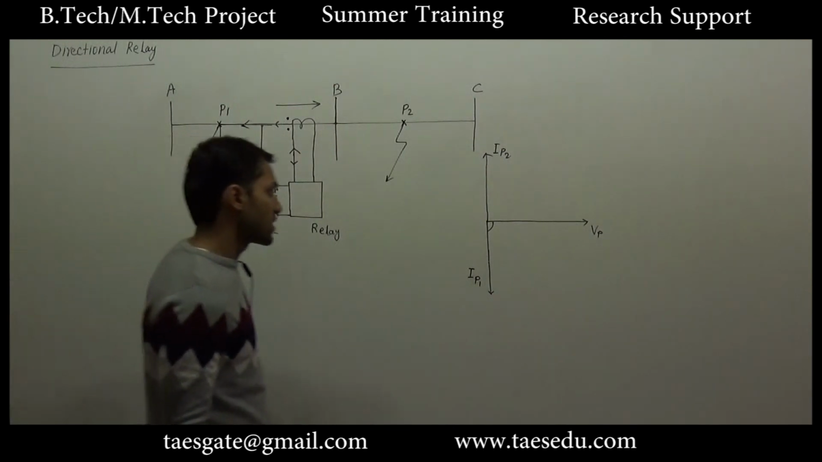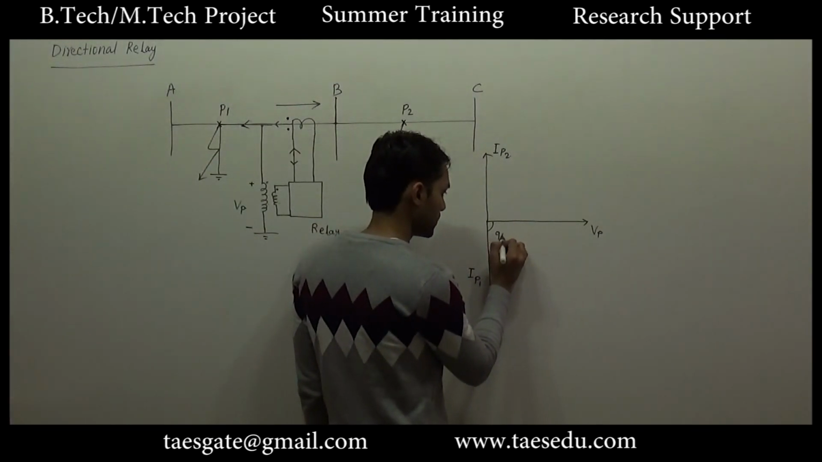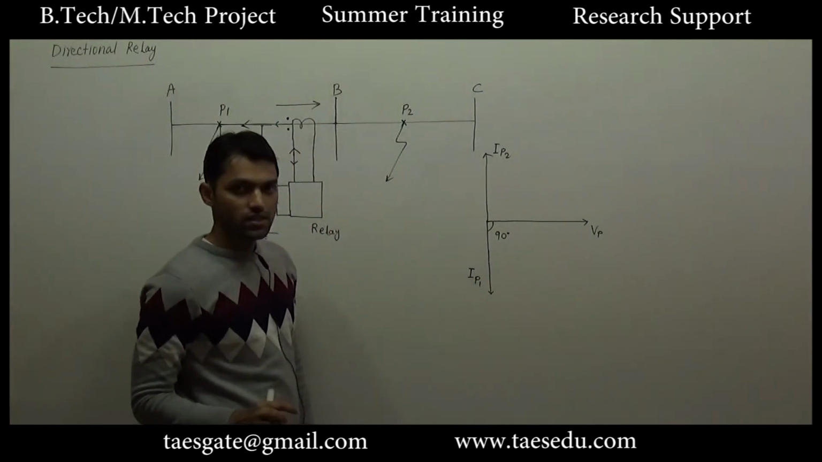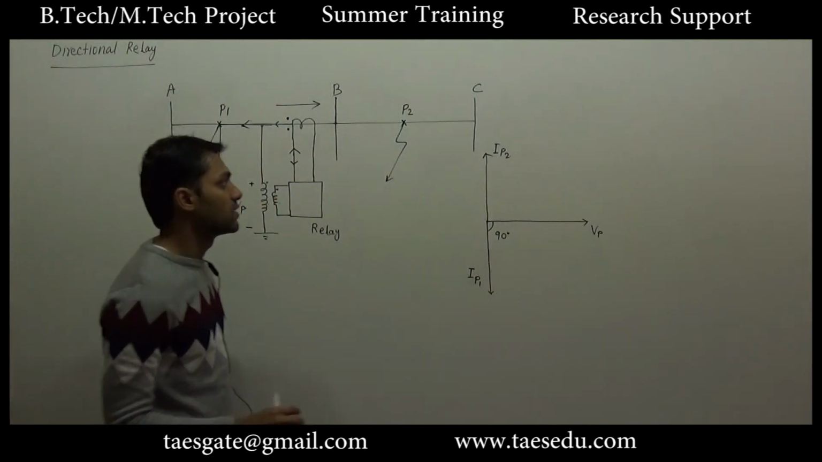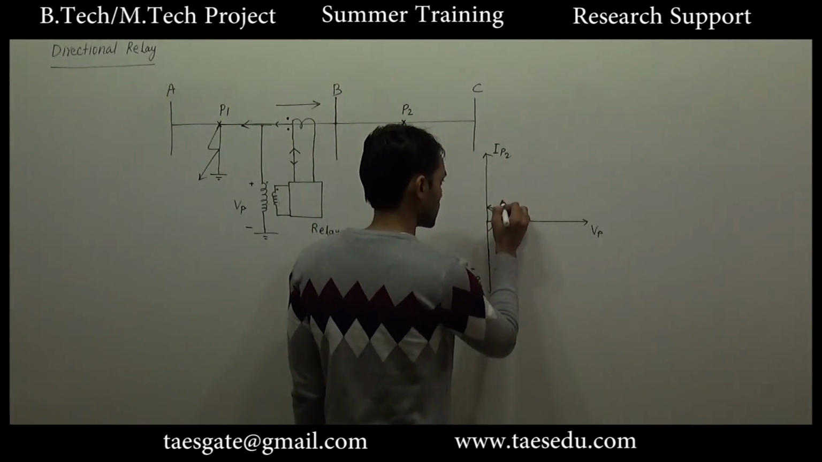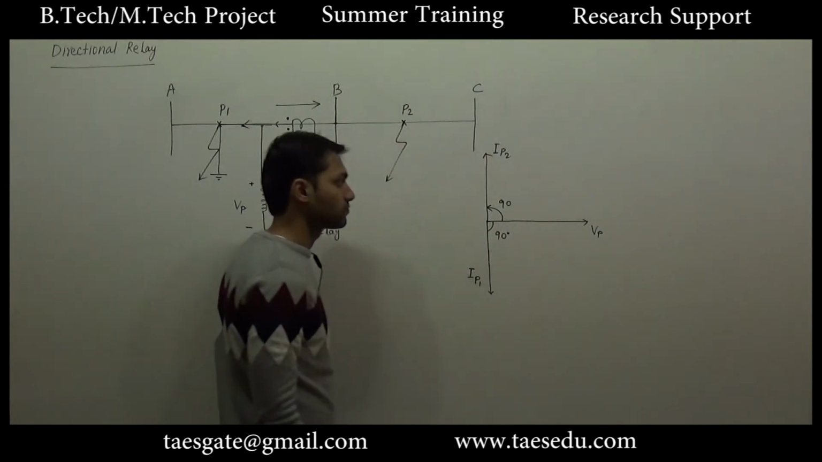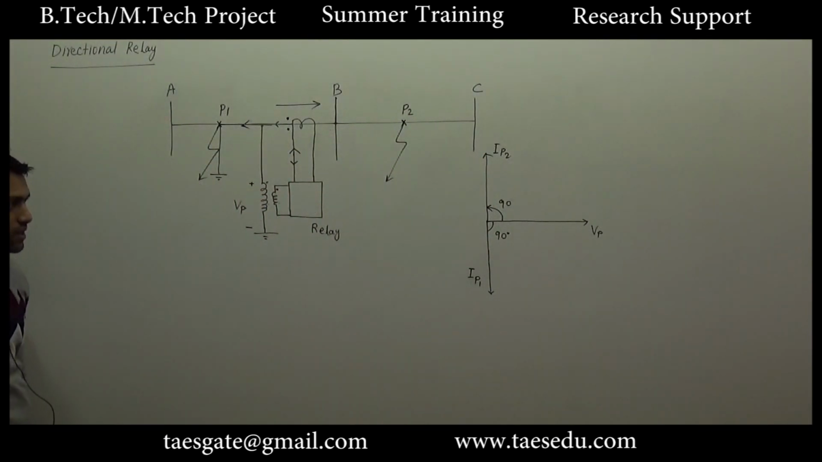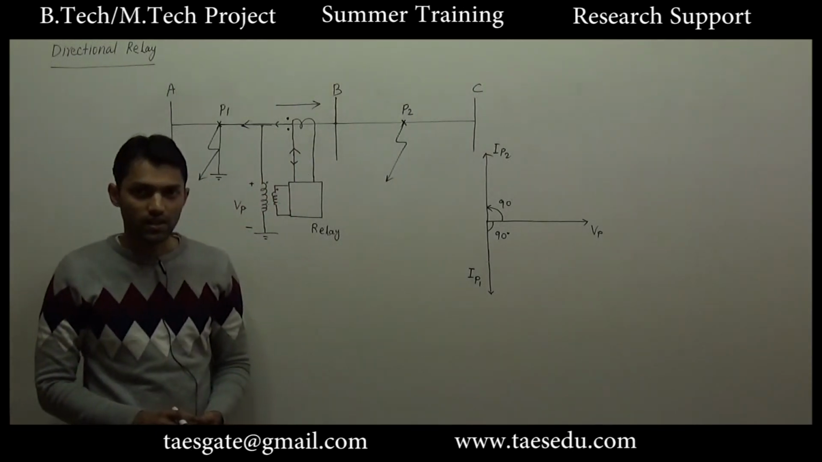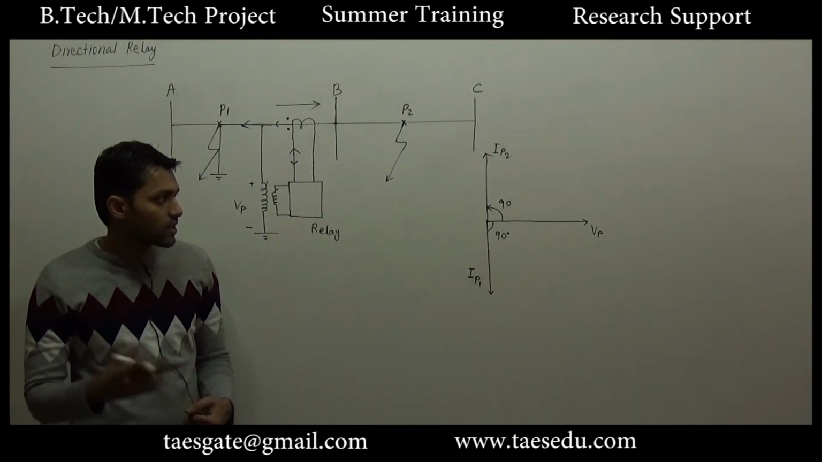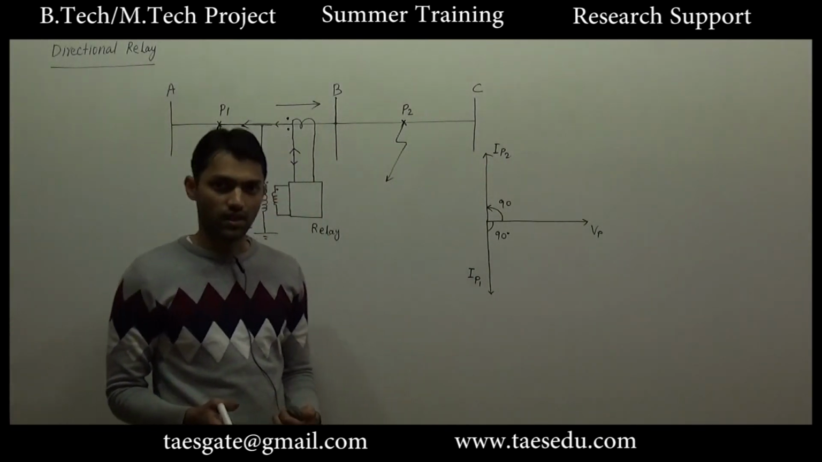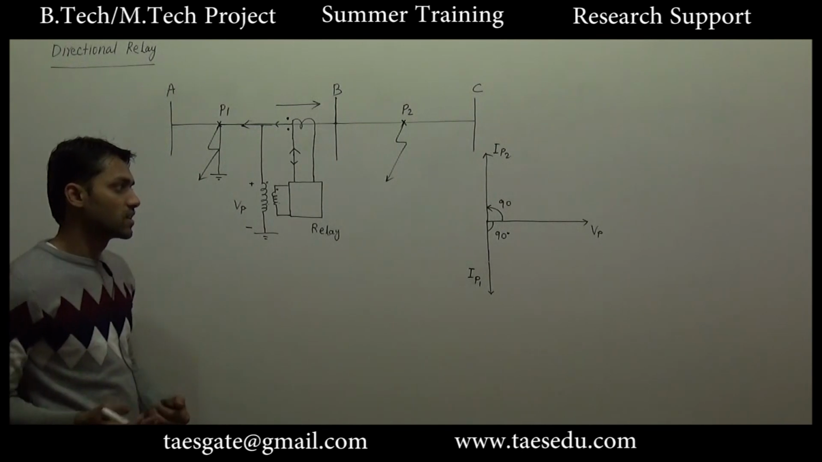So if the previous fault current was lagging the voltage by 90 degrees, the new fault current will be leading the reference voltage by 90 degrees. And this is the principle used in directional relay. For a fault in one direction, the current is lagging, and for a fault in the other direction, the current becomes leading.